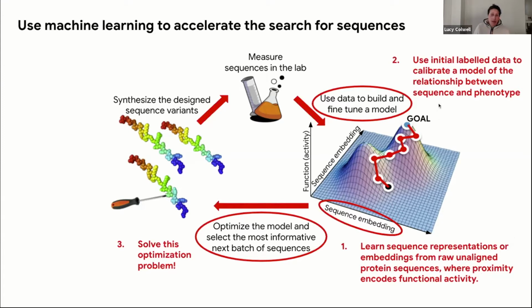Then we need to use, ideally, some initial labeled data to build and calibrate a model of the relationship between sequence and whatever phenotype we're interested in for a particular task. So we'd be building that model using the sequence representation and just learning that particular set of relationships. And then finally, we need to solve this optimization problem. So we have to really find good sequences, ideally good diverse sequences, which involves a little bit more thinking about how not to just focus on a single peak, and sequences that are very close to each other and very similar.